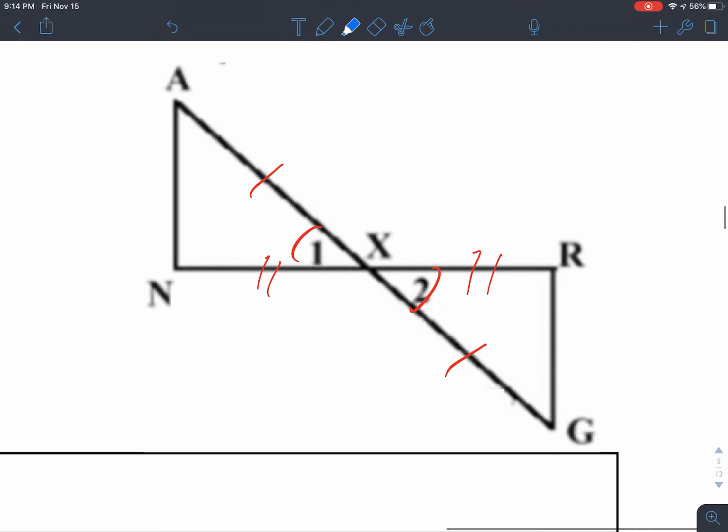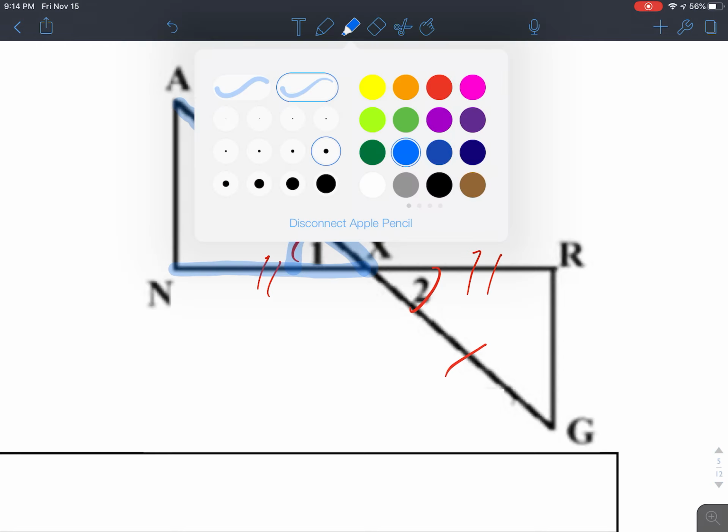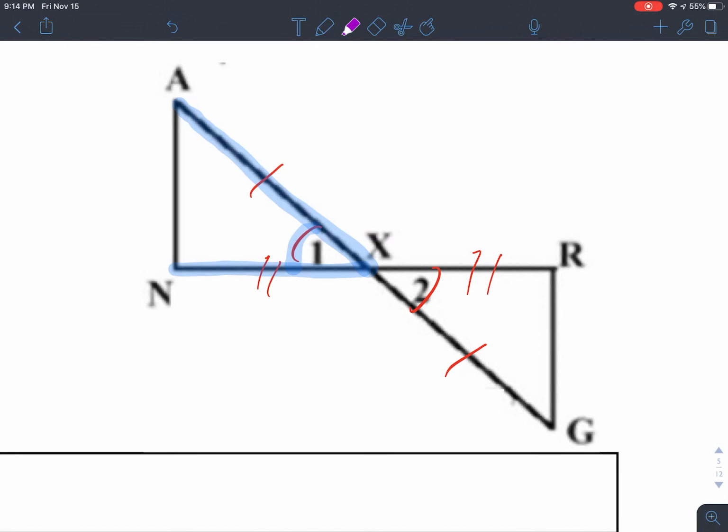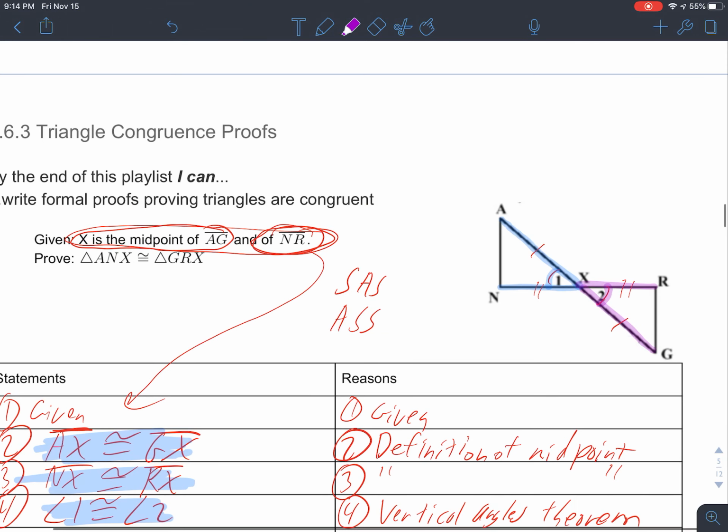So when I zoom in here, I see in the triangle on the left, AX and NX are the two segments, and the angle is between the two sides. And then if I look on the other triangle, GX and RX, the angle there that I have that's congruent is also between the two sides. So in both cases, the congruent angle is between the two congruent sides. And so that is side, angle, side.